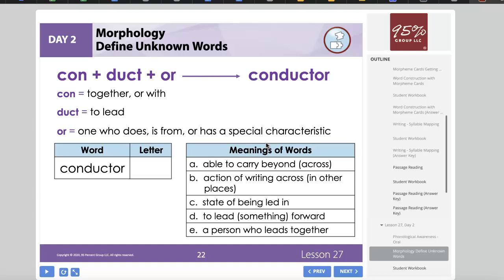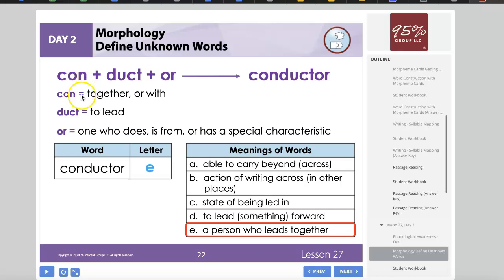So if you think it's A, you're going to hold up 1 finger. If you think it's B, you're going to hold up 2 fingers. If you think it's C, hold up 3 fingers. D, hold up 4 fingers. E, hold up 5 fingers. So go ahead and cast your vote now. What do you think conductor means? If you have up 5 fingers, you are correct. A person who leads together.